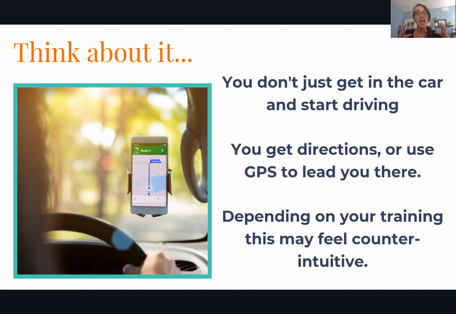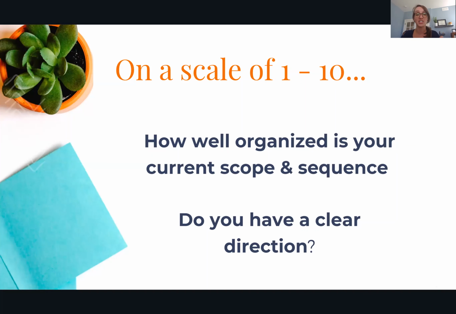Now, I want you to think about this. On a scale of 1 to 10, how well organized is your current scope and sequence? Do you have clear lessons, a clear plan, a clear scope and sequence that is going to allow you to add lessons directly into your delivery system, and that also gives you the flexibility to meet the needs of each of your individual students?